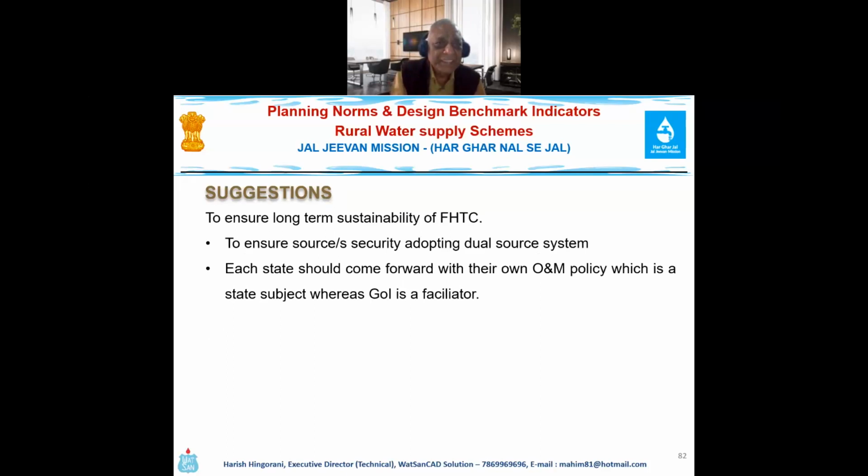Suggestion: to ensure long-term affordable FHTC and source security, adopt a dual source system. Each state should come forward with its own O&M policy, which is a state subject matter, whereas the GOI is a facilitator only.